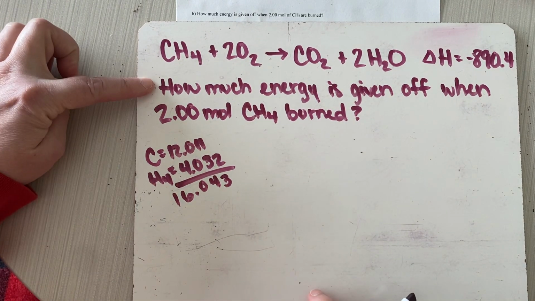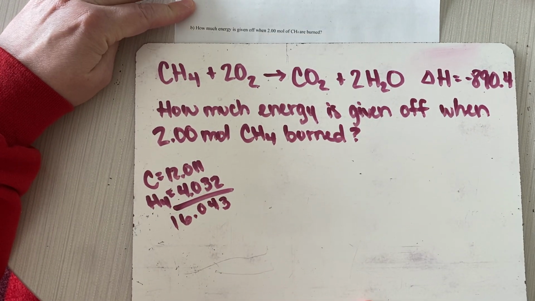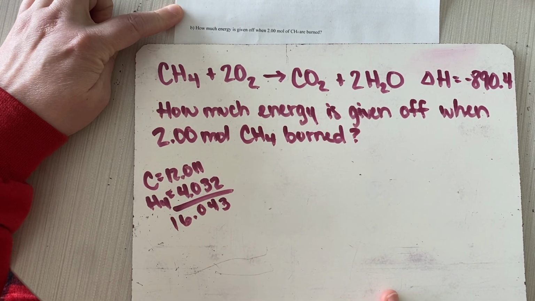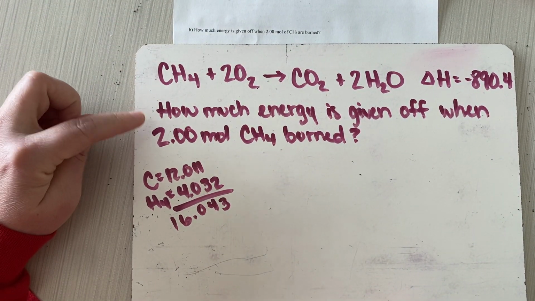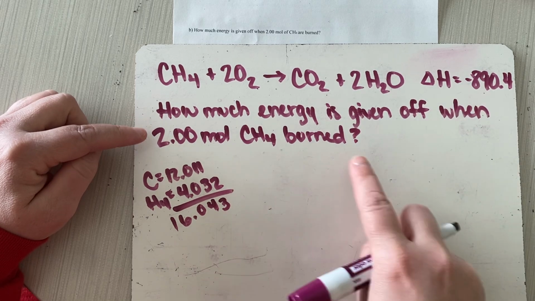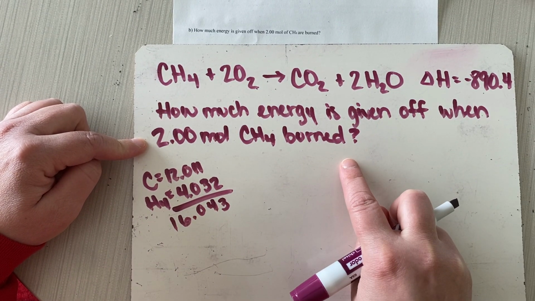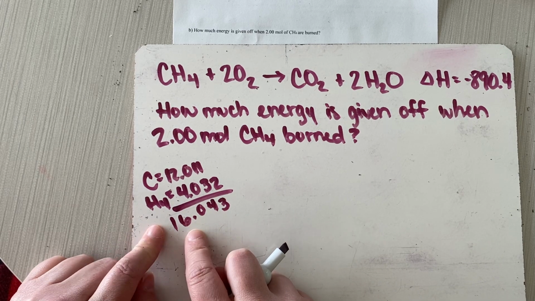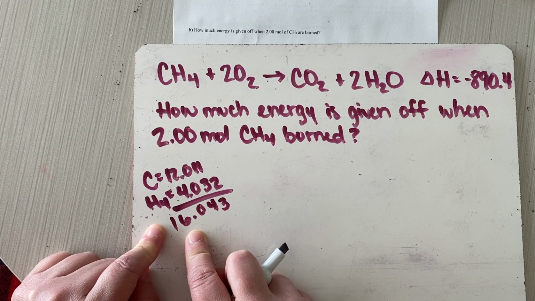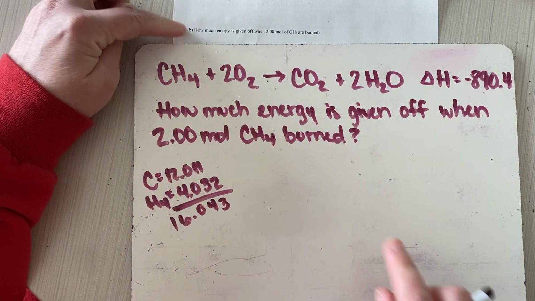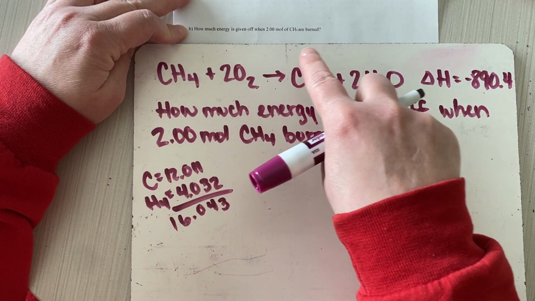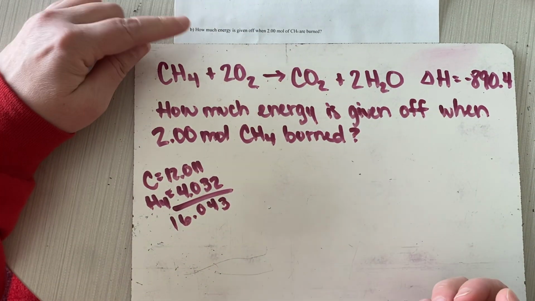For part B, we want to know how much energy is given off when 2.00 moles of CH4 are burned. So I'm going to write that out just so that way, if this is going in your notes, you should at least know what your question was asking. We are going to need molar mass for that. Oh no, we don't need molar mass for this, but we might need it later. So how much energy is given off when 2 moles of CH4 are burned?